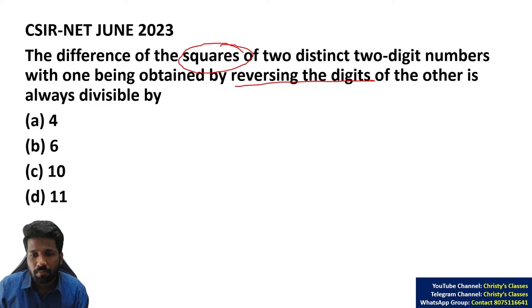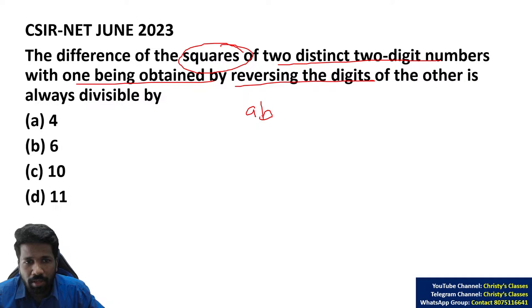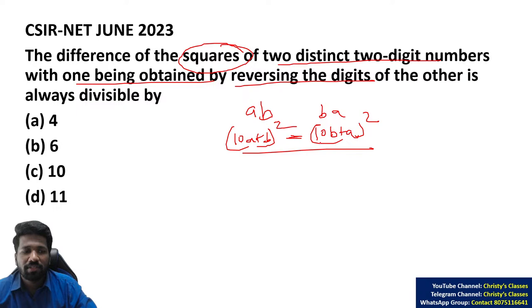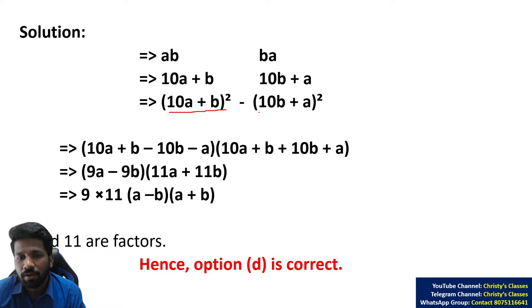Okay, so I'll explain. The difference of the squares of two distinct two-digit numbers, with one being obtained by reversing the digits of the other. That means if one two-digit number is AB, then its reverse BA is another number. In decimal number system form, these are 10A plus B and 10B plus A. Difference of squares means square this one, square that one, then write the difference. This difference is divisible by which of the four options? So look at this: (10A plus B) whole square minus (10B plus A) whole square.